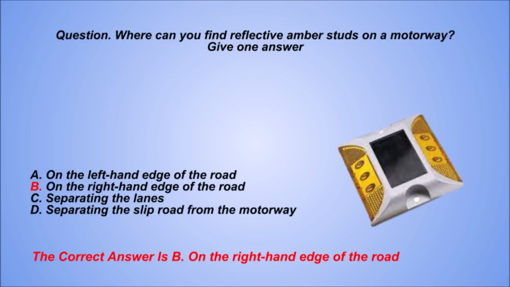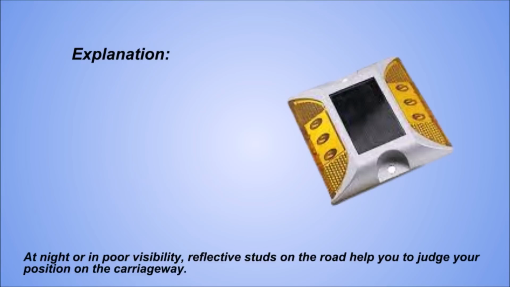The correct answer is B. On the right-hand edge of the road. Explanation: at night or in poor visibility, reflective studs on the road help you to judge your position on the carriageway.